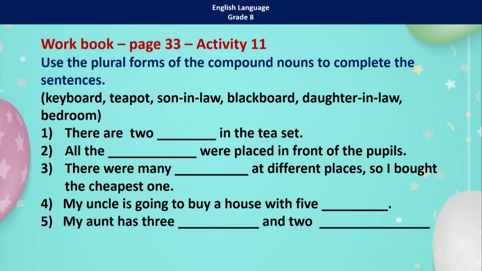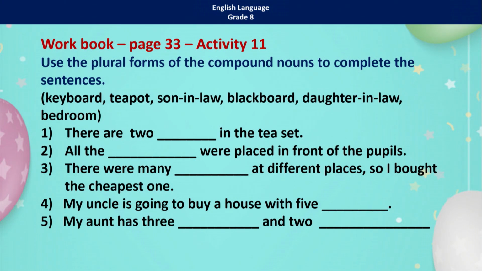Right. Now, we can see two types of compound nouns there. Isn't that so, Suchitra? That is right. We have keyboard. There the two nouns are key and board. Yes. Key and board together form keyboard. Teapot? Tea and pot. Son-in-law. There are three words actually coming together to form this compound noun. Son, one word, in is a second word, law is a third word.